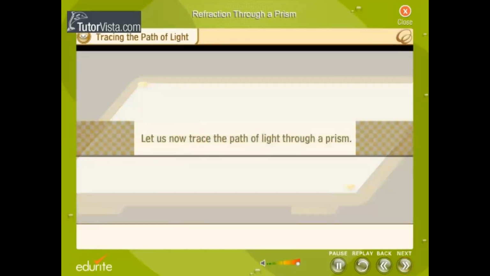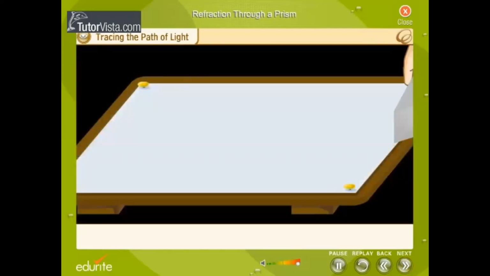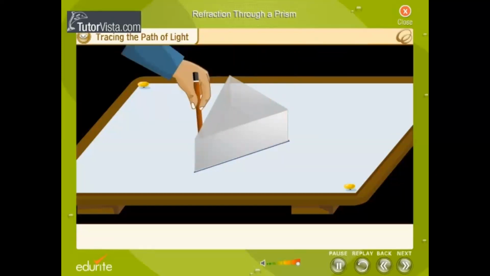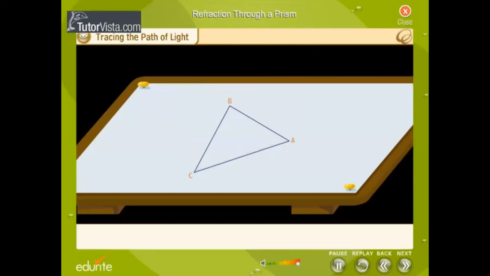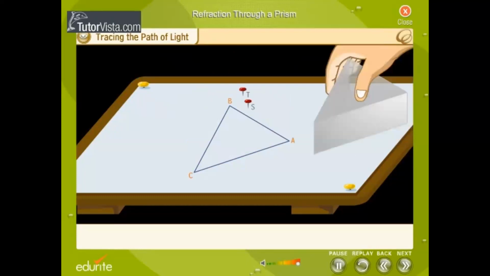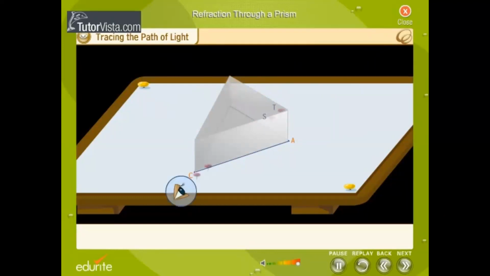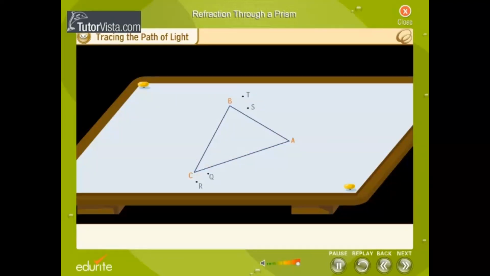Let us now trace the path of light through a prism. Place a prism on a white sheet of paper with a triangular face on the sheet and trace its boundary A, B, C. Fix two pins, T and S, on one side. Place the prism on the boundary A, B, C. Looking through the other side, fix two more pins, Q and R, in such a way that all the four pins appear to be in the same line. Remove the pins and mark their positions.